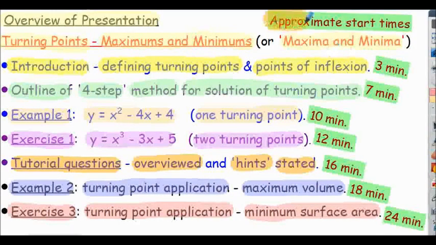And for your reference, here are the approximate start times related to the various sections contained within the presentation, hopefully to aid your ease of access through the presentation, but please note all times are generally rounded to the nearest minute.